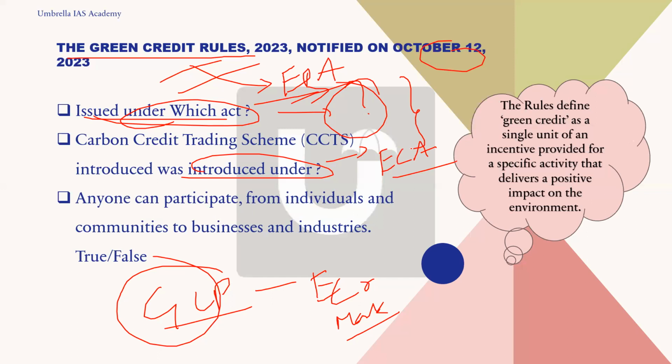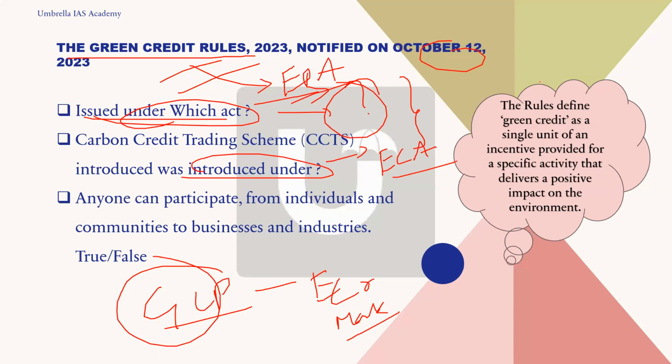So again, I'll clarify once again. Green credit rules have been notified under EPA, and the carbon credit trading scheme has been introduced under the Energy Conservation Act. Next, under green credit rules, anyone can participate, from individuals and communities to business and industries.